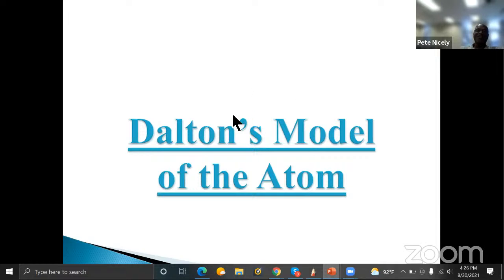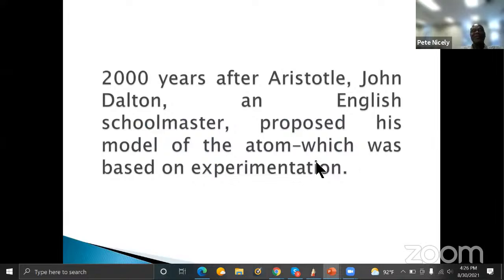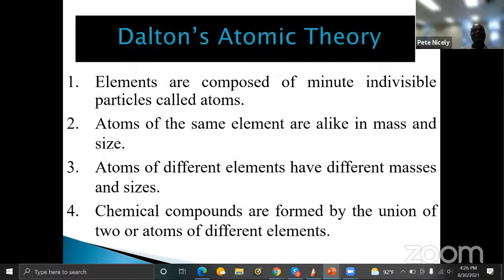And then Dalton, a couple of centuries later, an Englishman, came up with a model of the atom. So Aristotle was the person who came up with the whole notion of the fundamental particle of substances. And then John Dalton proposed the model of an atom, which was based on basically the information that he had at the time. So these are the fundamental assumptions of Dalton's atomic theory. The first of which is that elements are composed of minute indivisible particles called atoms, all right?